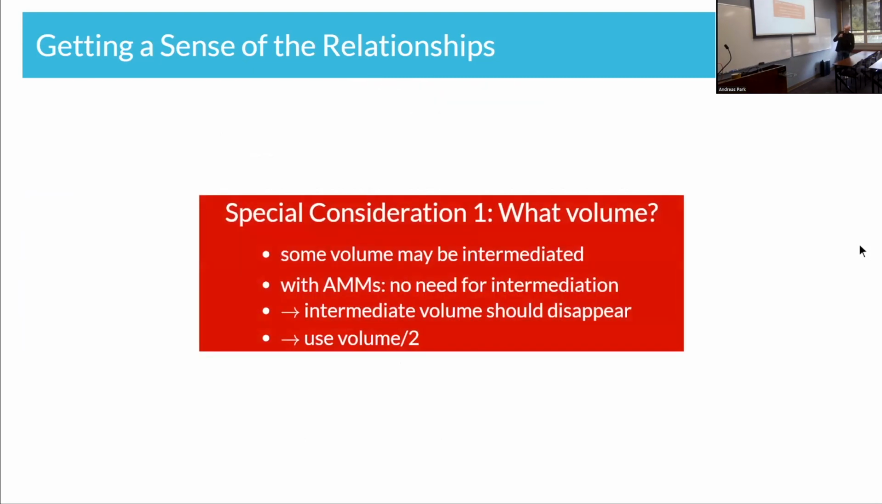Okay, so the first thing we have to look at when we compute this is what volume we should use as the right benchmark, because that's actually quite tricky. First of all, quite a lot of volume is intermediated. There's a market maker, and the market maker goes in and trades on both sides of a trade. When you have an AMM, there will be no need for intermediation, so volume should actually drop. Now, if every single trade is intermediated, that means half of the volume would go away. So what we're using is the volume divided by a factor of 2. I personally think that's probably an overestimation, but it's a good benchmark. So if we can do everything with volume divided by 2, that seems fine.